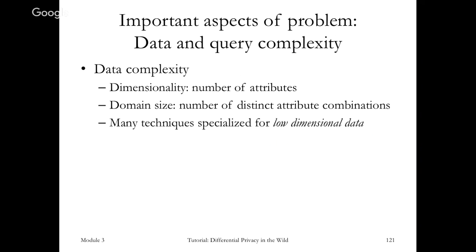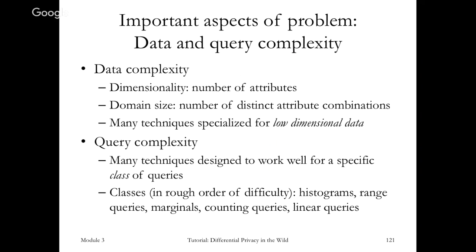We can also look at the problem in terms of some key aspects of it. I'll organize those in terms of data complexity and query complexity. For data complexity, you can think about the dimensionality of the data, so the number of attributes in the data, and then the domain size of those attributes. You can think of the domain size of the entire data set as just the number of distinct attribute combinations that you can have. A lot of the techniques that have been developed are specialized for low dimensional data, say a single dimension and a reasonably small domain size, or maybe two-dimensional like spatial data.